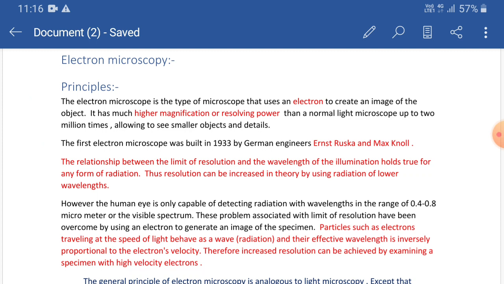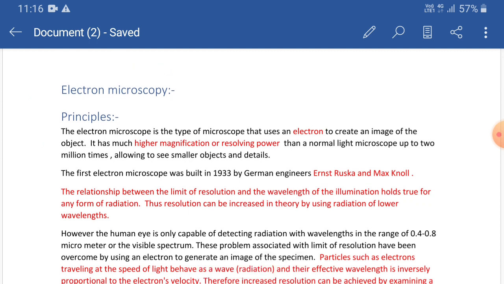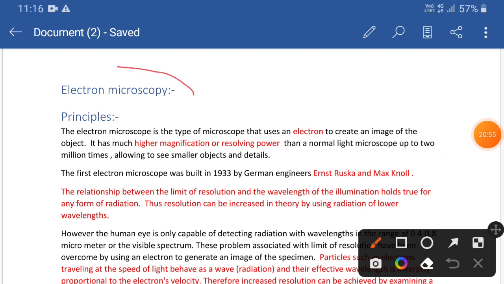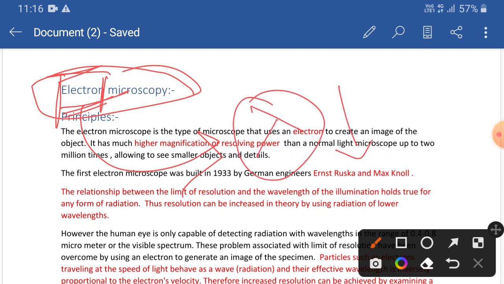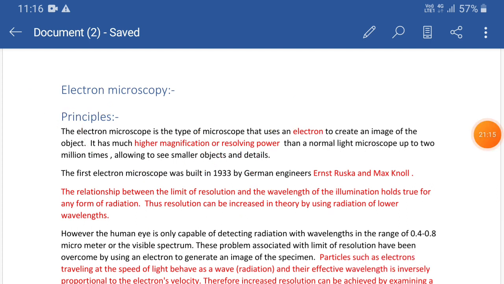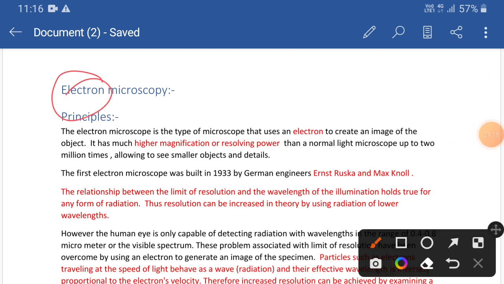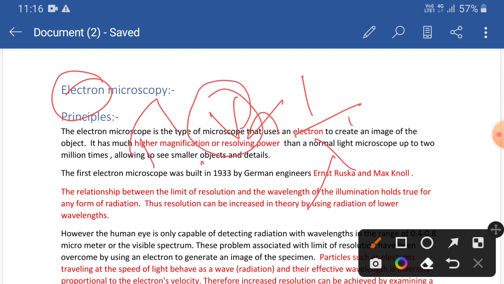Before that, let's revise one more time. In electron microscopy, we are using electrons for creating the image. Electrons have a shorter wavelength than electromagnetic radiation of the visible range, and as a result they create a well resolved and magnified image. We have to use high velocity electrons, because velocity is inversely proportional to the wavelength. High velocity electrons ensure a shorter wavelength, and a shorter wavelength in turn ensures good resolution.